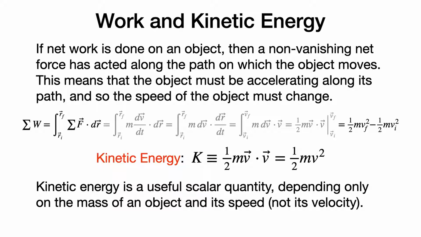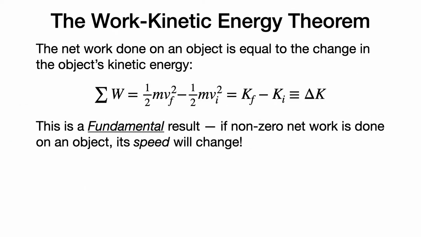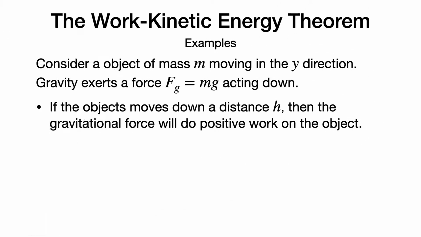It's a scalar quantity. It depends only on the mass of the object and its speed, not its velocity. We see then that the net work done on an object is equal to the change in the object's kinetic energy. This is a very fundamental result, something called the work kinetic energy theorem. And it says that if non-zero net work is done on an object, its speed will change. Well, let's see what this can do for us.